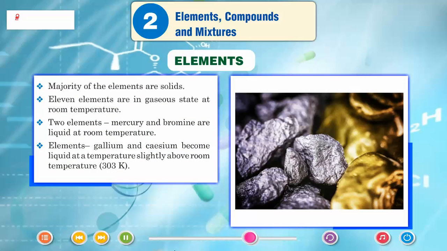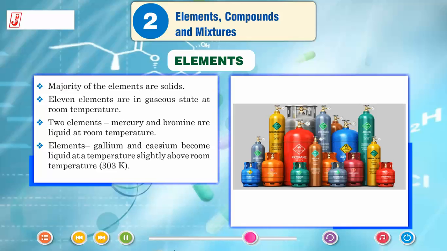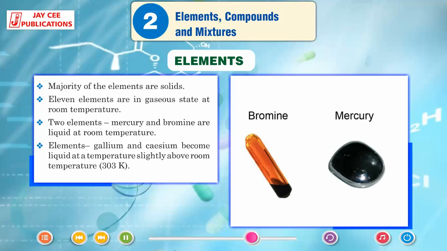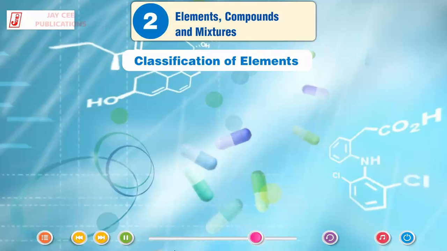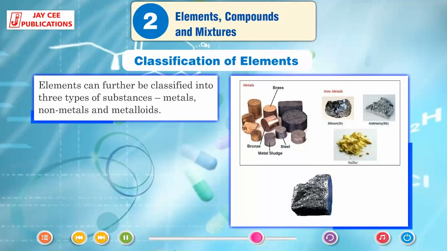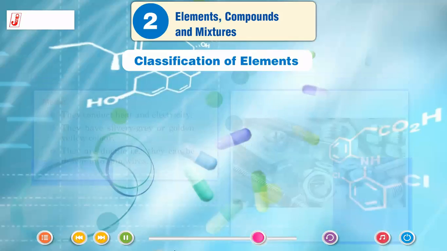Majority of the elements are solids. 11 elements are in gaseous state at room temperature. 2 elements, mercury and bromine, are liquid at room temperature. Elements gallium and caesium become liquid at a temperature slightly above room temperature, 303 K. Classification of elements. Elements can further be classified into 3 types of substances: metals, non-metals and metalloids.